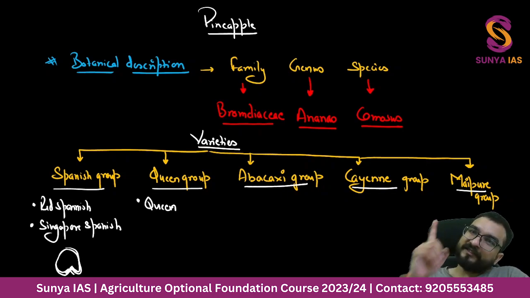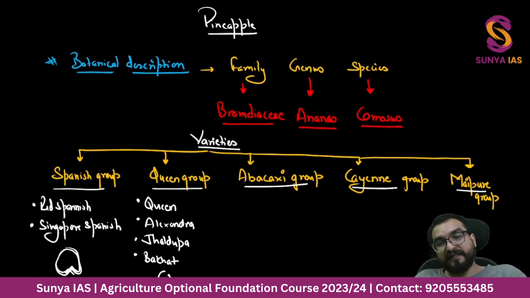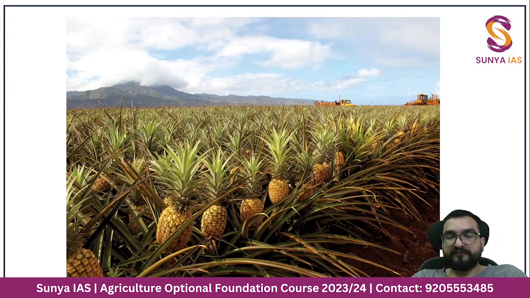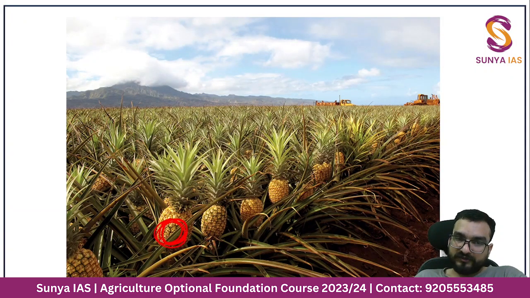Next time you are not just seeing pineapple, you are seeing pineapple in 5 groups. The 5 groups have different pineapple names. Queen pineapple, Alexandra, Haldhoop, Bakhat. Over here in the Queen group, you will see more deep-set eyes, guys, like this. But you will see the pineapple fruit is smaller in size. In the Queen group, you will see very small pineapple fruit. Just search it up, right?